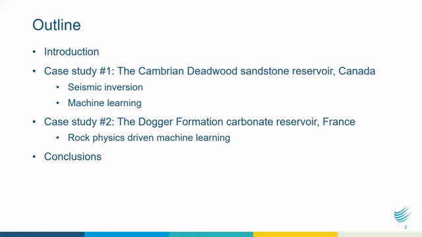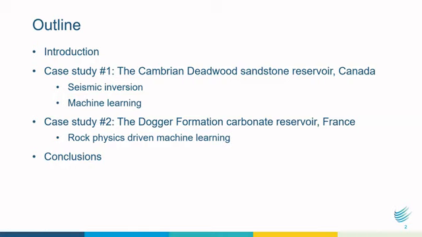The second case study, focusing on the Dagger Formation Carbonate Reservoir from France, illustrates a workflow based on rock physics-driven machine learning. In situations where, for example, only a few wells are available, perhaps only a single well, obtaining reliable solutions using seismic inversion might become challenging. In such cases, we can explore another workflow. We can generate many pseudo wells based on rock physics modeling. Then we can generate corresponding synthetic seismic gathers for each of those pseudo wells and use this synthetic dataset to train a neural network.